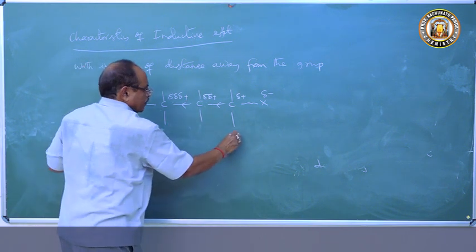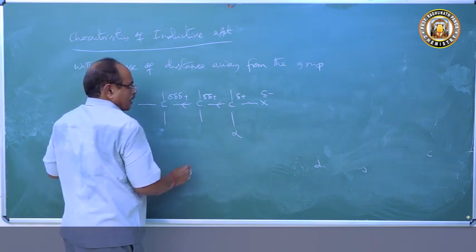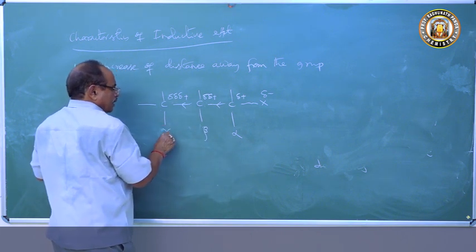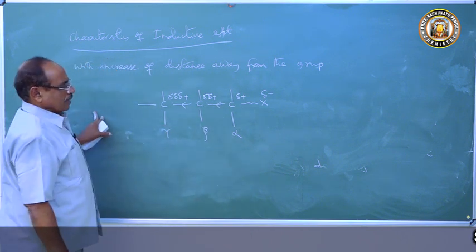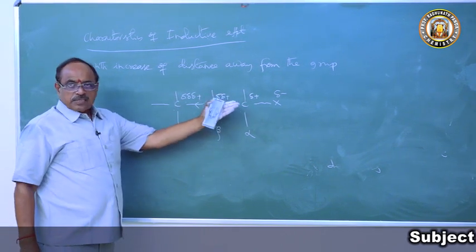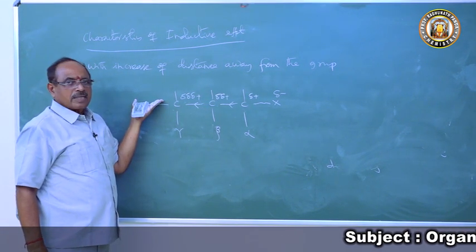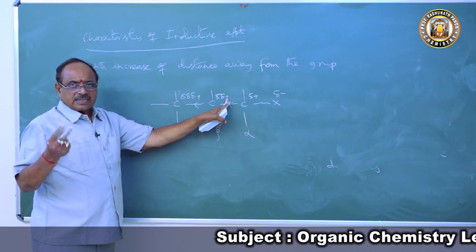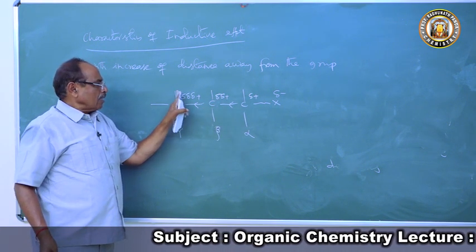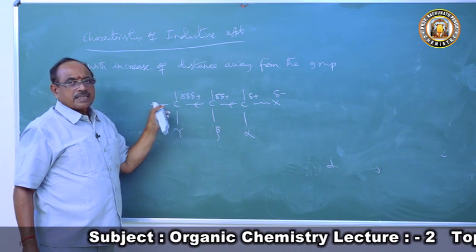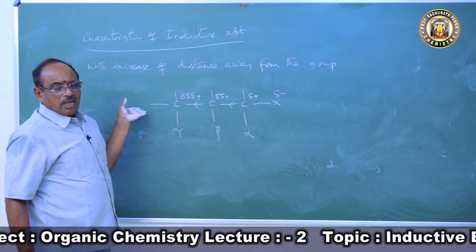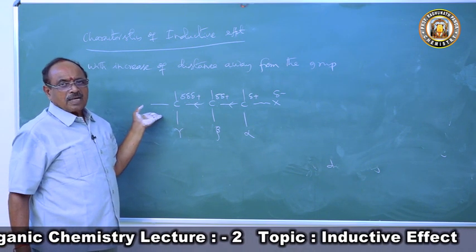The first carbon atom is called the alpha carbon atom, the second is the beta carbon atom, and the third is the gamma carbon atom. So it is transmitted away from the carbon. Delta of delta positive means less than delta positive, so this is decreasing away from the carbon, and it almost dies down after the third carbon atom.